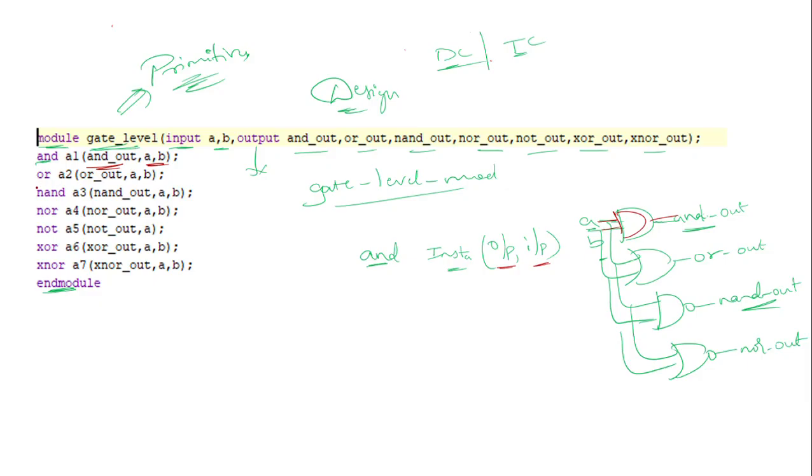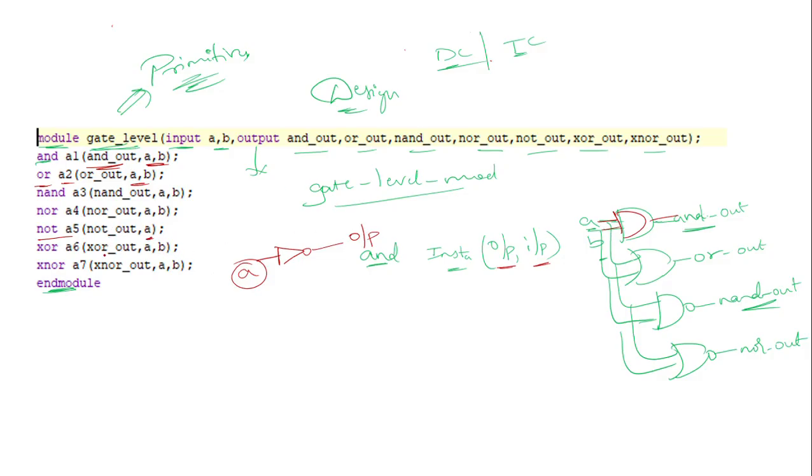Same as for the OR gate. The OR gate output will be the instance name, and the OR gate output will be OR_out, comma, inputs are A, B. So here you can see the NOT gate. The NOT gate symbol seems like this. It has only one input and one output. Here I consider A as the input, but you can take B also, whatever you want.